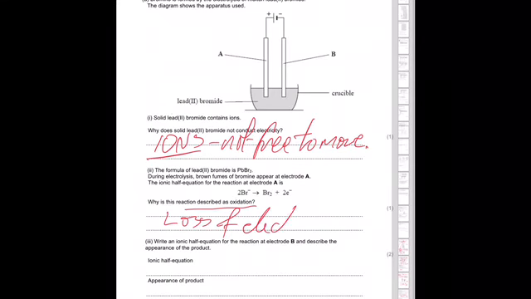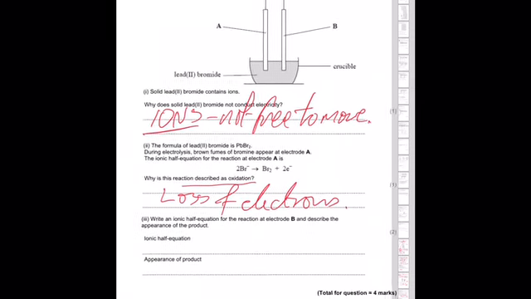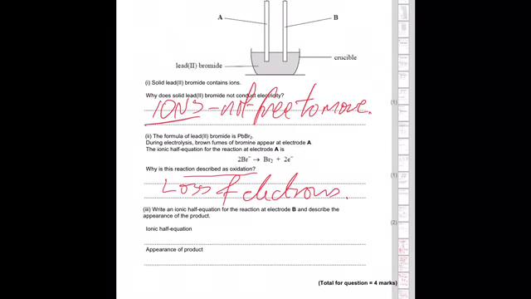Okay, this is oxidation. Why is it described as oxidation? Well, because you've got loss of electrons. Remember the OIL RIG definition. Write an ion equation at electrode B. Now, electrode B is negative. You look at the diagram above. So therefore, it's the lead 2 plus ions there. They're gaining electrons. Okay, they're being reduced there to form lead metal.